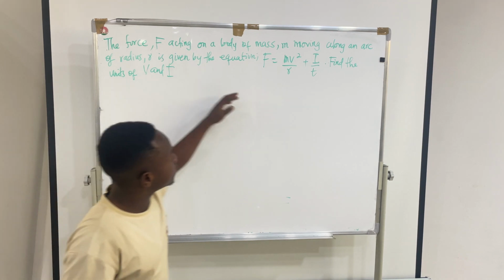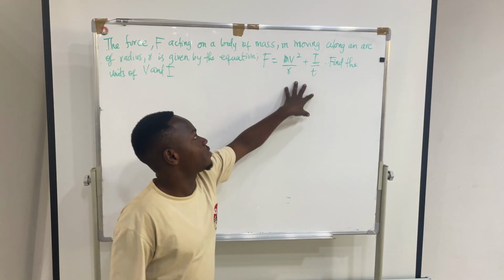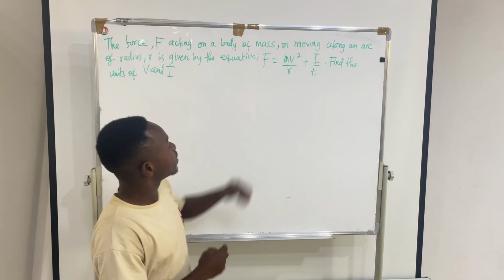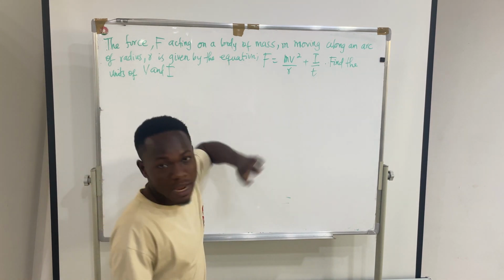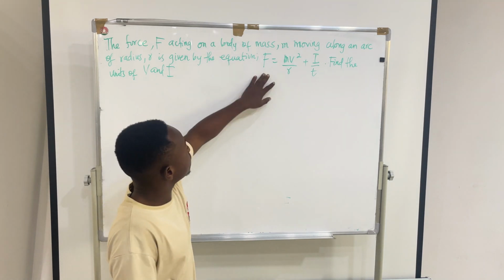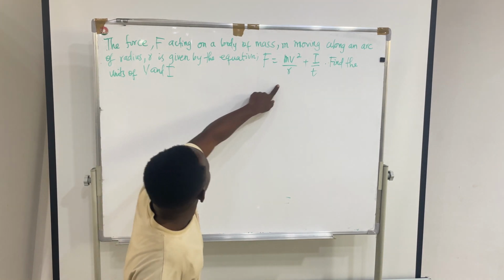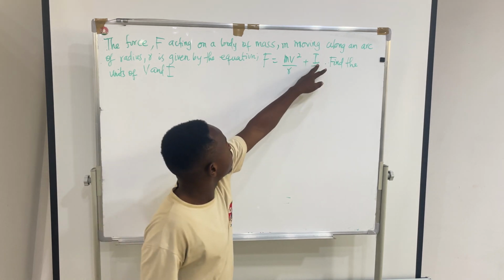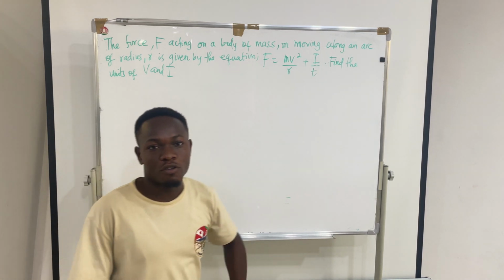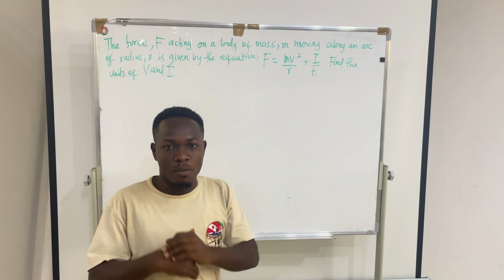Find the unit of v and I. We are going to assume that we don't know what v and I are, but we know what all the other physical quantities are. We know what F is, we know what m is, we know what r is, and we know what t is. But we don't know what I is, we don't know what v is, and we are going to find the unit using a dimensional method.